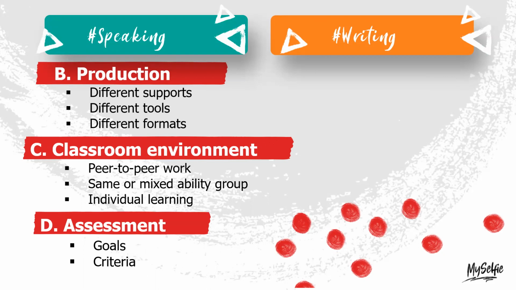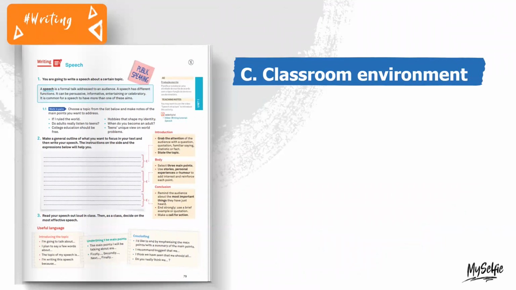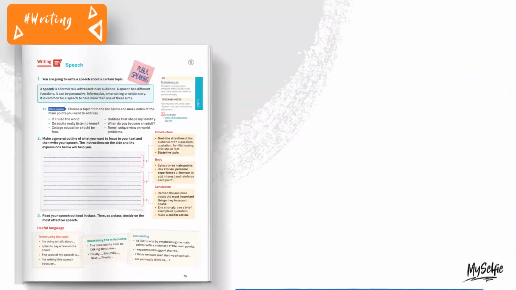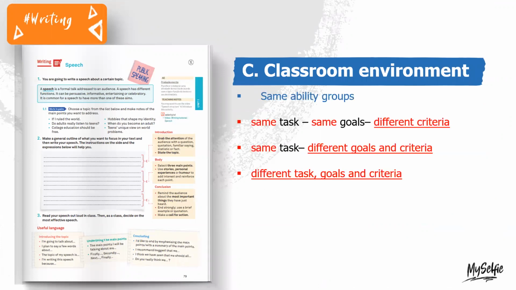When I'm working with the writing skills, I like to do it in mixed ability groups or pairs. And why? It allows us to assign the same task with the same goals, with the same criteria. It allows the high achievers to help the striving students in a kind of tutorial strategy. But we can also work with same ability pairs or groups. And in that case, we have several choices.